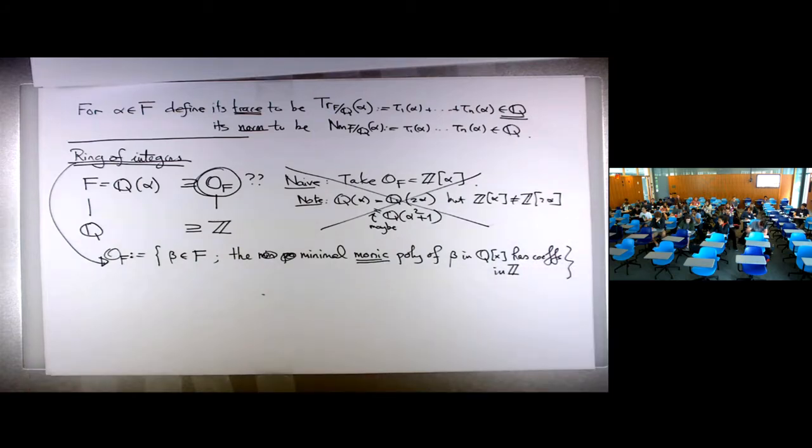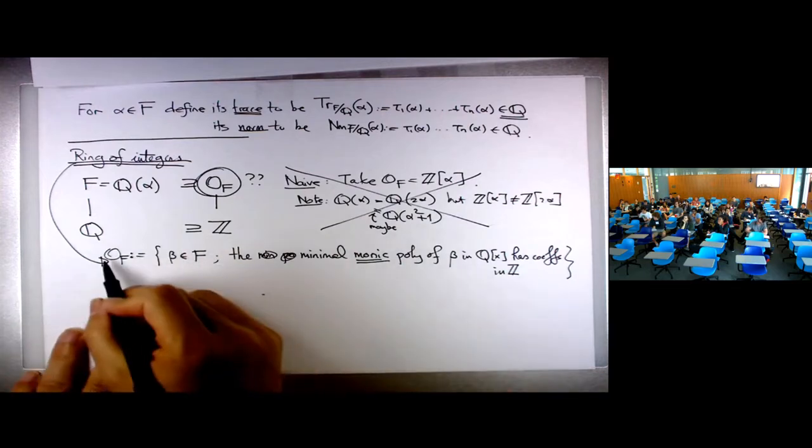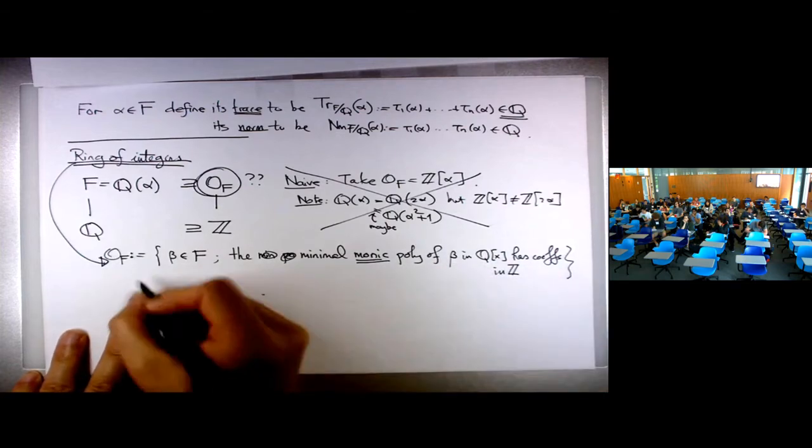So for an element beta in F, you can always find a polynomial of minimal degree such that beta is a zero of that polynomial. And you can always normalize the polynomial so that the leading coefficient is 1. I want to do that so that at the end of the day, if beta is in the ring of integers, then the minimal polynomial of that has coefficients in Z.